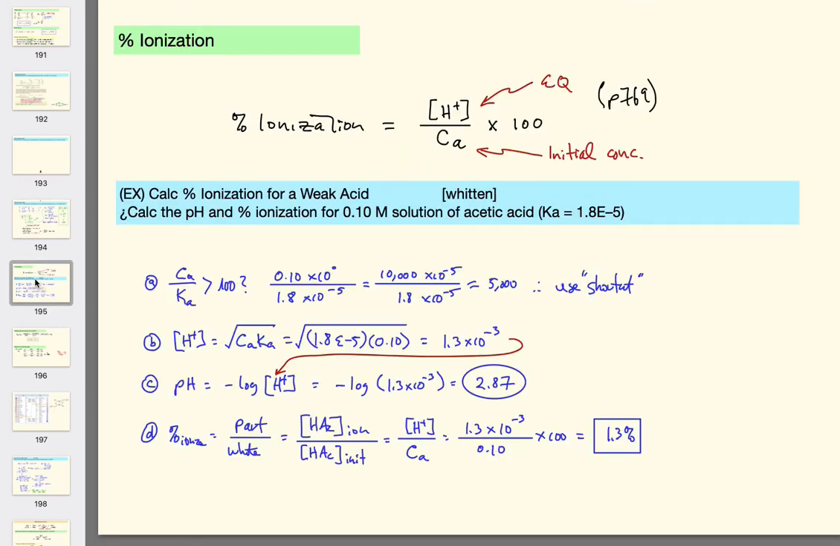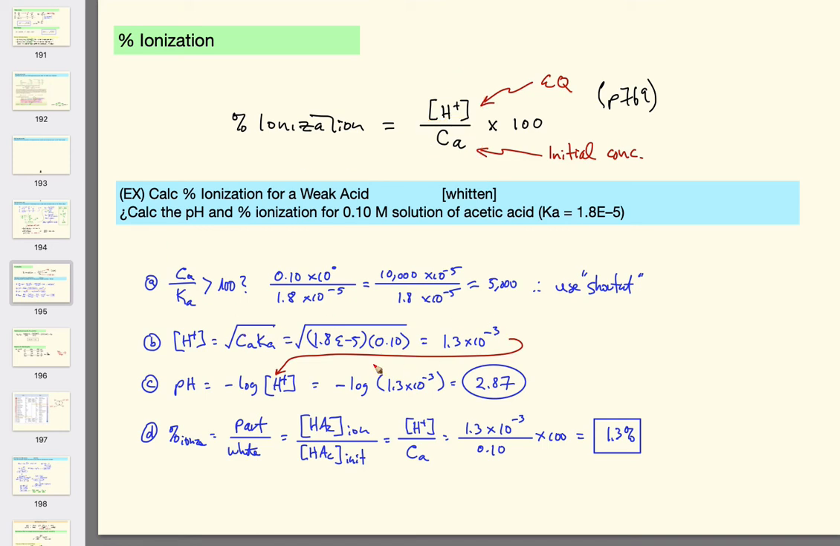Okay, percent ionization. There's nothing particularly difficult or challenging about this, except the way that it's worded. You just need to know the definition of percent ionization, and that is the amount of hydroxide concentration at equilibrium over the initial concentration. That's it.